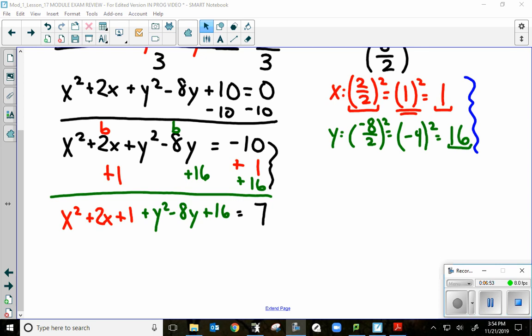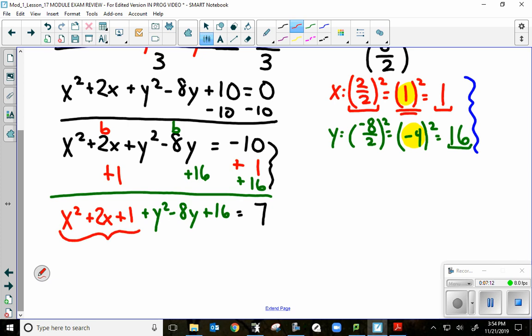All right, I can now complete the square for my x's and for my y's. And this right here is why this comes in handy. All right, so what do I mean? Well, this is now a perfect square, okay? This is now a perfect square. It's x plus or minus something squared. All right, if you are not good at factoring, your answer is right here.